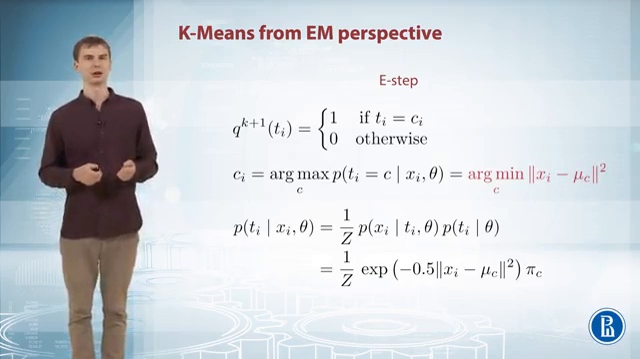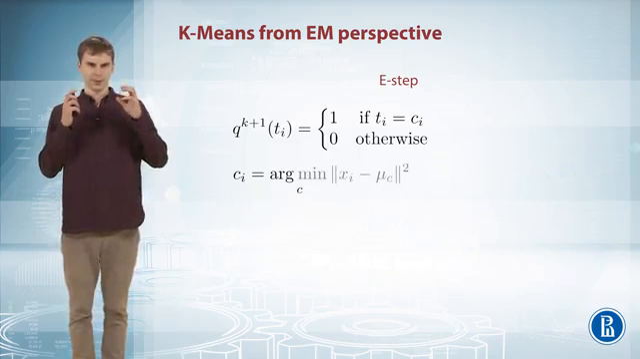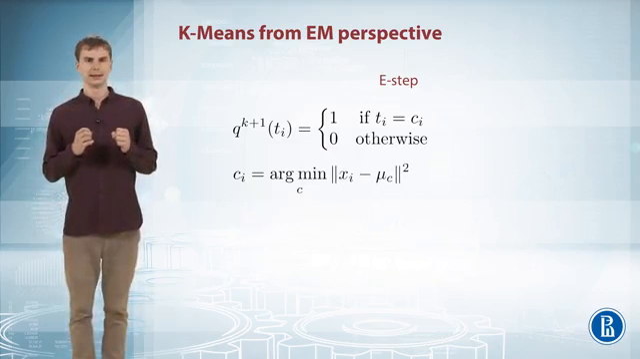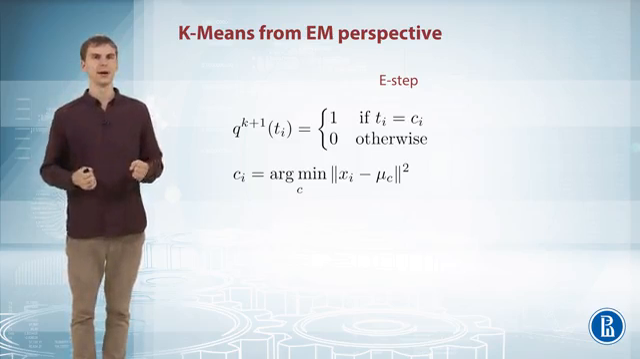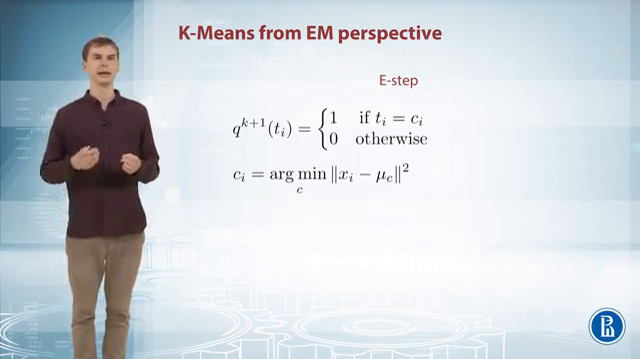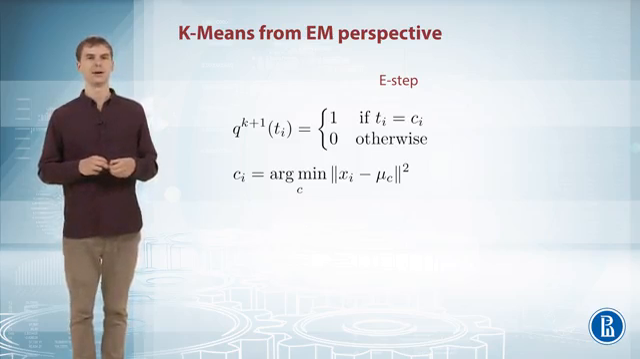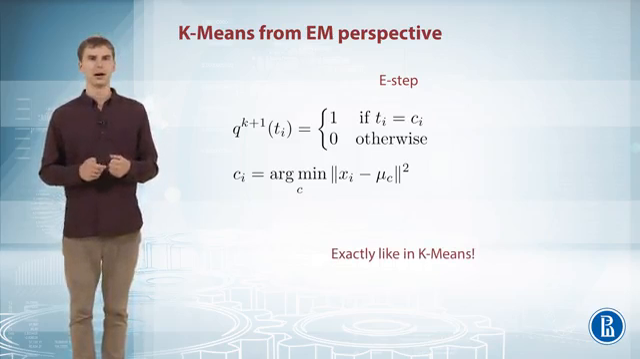And finally, we have an expression like this. So our optimal Q from the E step is just a delta function, which takes the value of argmin of the Euclidean distance, so the closest cluster center, with probability 1. And it has probability 0 to be anything else. Okay? So this is exactly like we have in k-means.